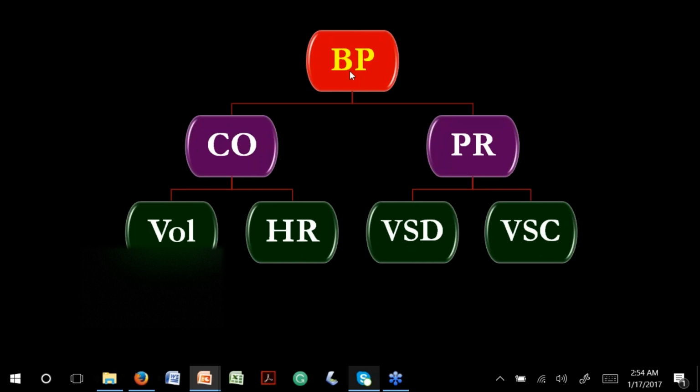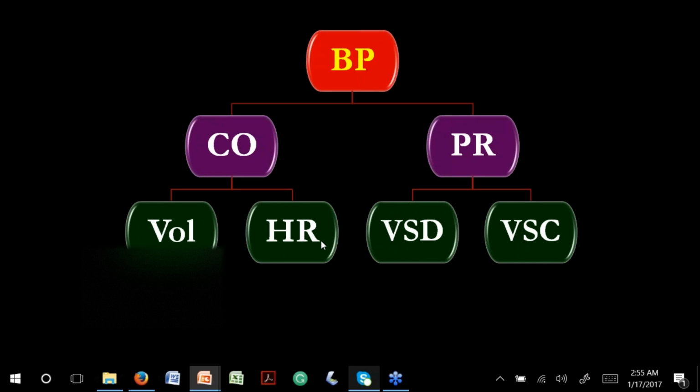One thing we need to remember is that blood pressure is related directly to cardiac output and peripheral resistance. Everything that increases volume is going to increase cardiac output and increase the blood pressure, and the opposite: volume goes down, cardiac output goes down, blood pressure goes down.